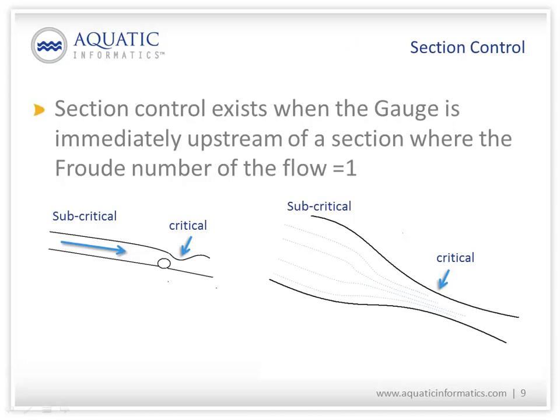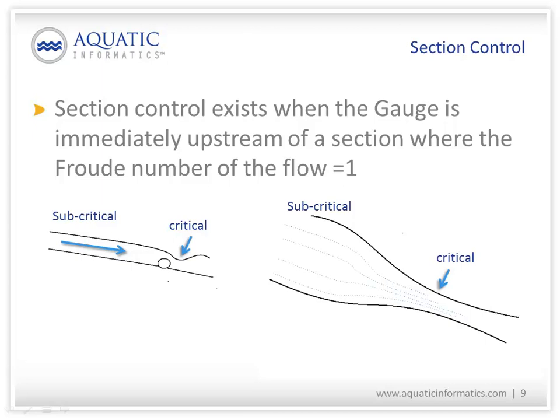When we're talking about a section control, we're talking about a situation where the gauge is immediately upstream of a location in the stream where the Froude number of the flow is equal to 1. Now, if you look at these two examples here, we do have flow over an obstruction and through a convergence zone where we do have critical flow, but these would not be good gauging locations, because in these cases you have convergent flow lines. So we're in a situation here where we're in violation of our assumption of uniform flow.